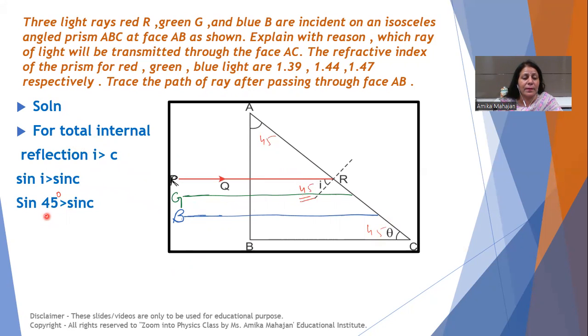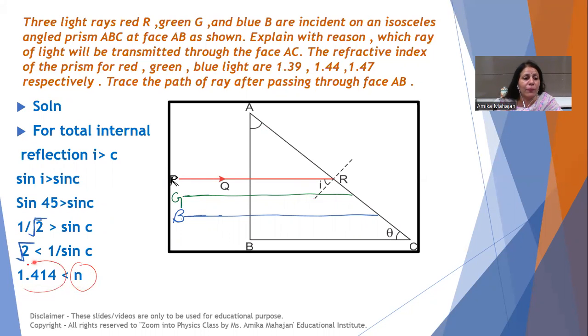So what happens if I take this sine 45 and its reciprocal? First of all, take sine 45. It will be 1 by root 2. Now take the reciprocal of this term. It will be root 2 less than 1 by sine c. And you know 1 by sine c is the refractive index. So 1.414 is less than n, or you can say refractive index. If it is more than 1.414, only that color will be internally reflected.